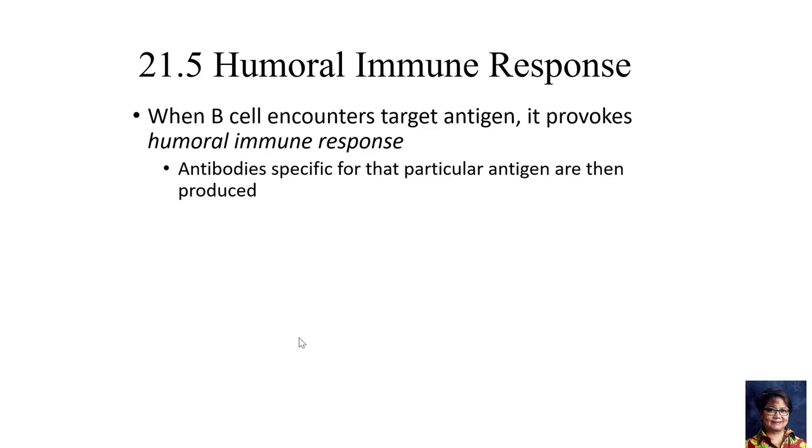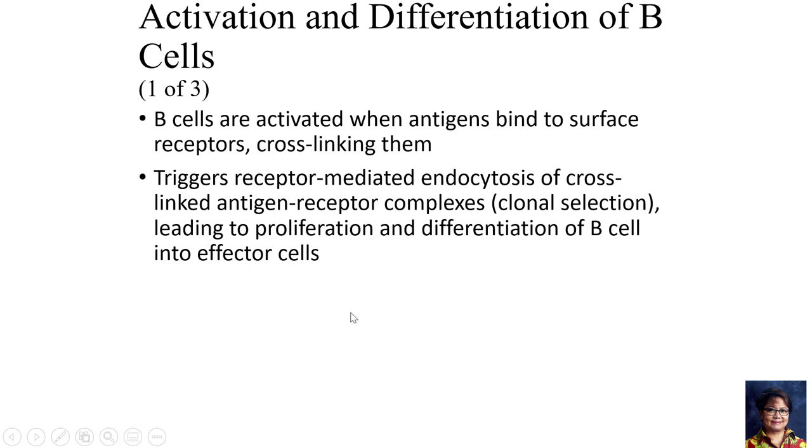So let's take a look at the activity itself. In the first activity, you call it the humoral immune response. This would involve the B cells. When a B cell encounters a foreign antigen, it can be provoked to undergo a humoral immune response. In the event that it is provoked, then it will produce in the end an antibody that's specific to a particular antigen that's actually been attacking us.